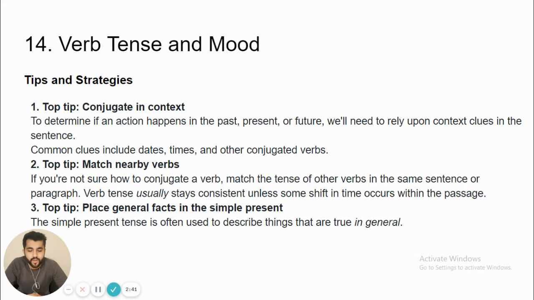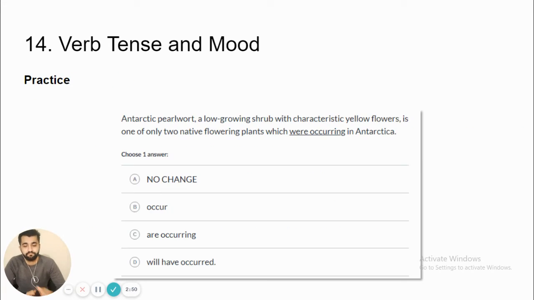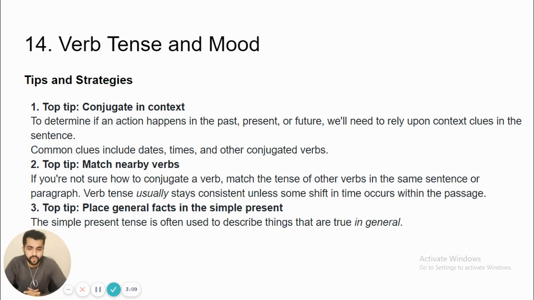Top tip number three, place general facts in the simple present. The simple present tense is often used to describe things that are true in general. Let's see a sample example. Antarctic pearlwort, a low-growing shrub with characteristic yellow flowers, is one of the only two native flowering plants which occurring in Antarctica. So this seems like a fact, and if I go back to top tip number three, it says that place general facts in simple present.